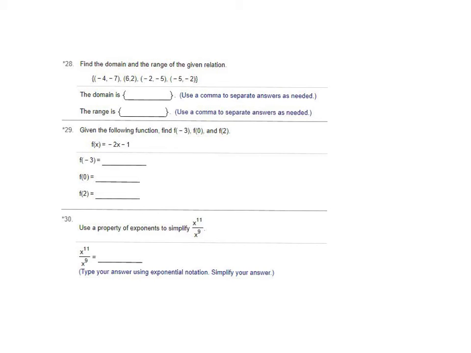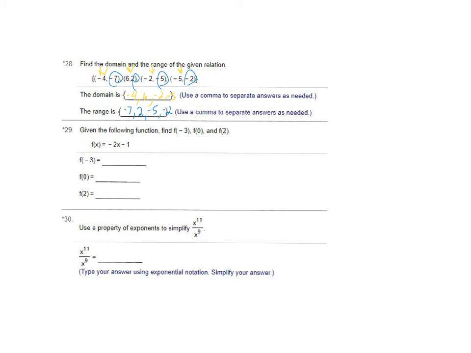All right, if we're looking at finding the domain, that means we're looking for the x values here. So this is -4, 6, -2, -5. And so that's going to be -4, 6, -2, -5. And then the range is going to be the y values. So that's going to be a -7, a 2, a -5, and a -2.